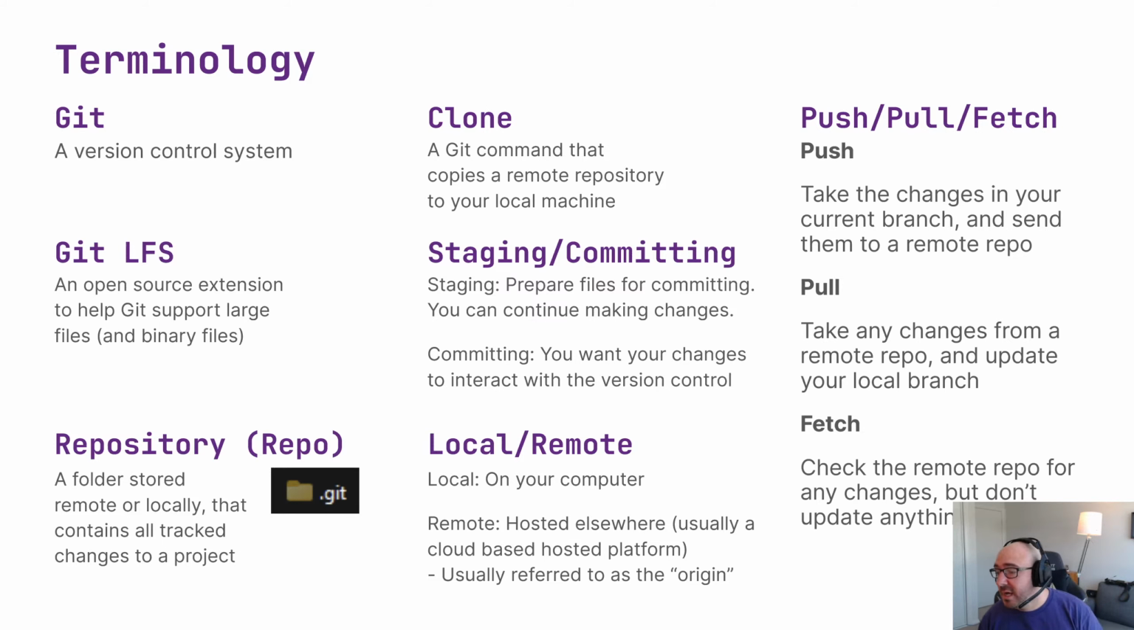Repo, or repository, is basically a folder stored locally on your machine, or it can be stored remotely. So if you're hosting on, say, GitHub, GitLab, Azure DevOps, stuff like that, you'd have it stored there as well, which will contain all tracked changes to a project. You'll see what I mean about that a little bit later on. But one of the reasons why Git is so efficient is it's only ever tracking anything that changes as a project progresses, which is quite handy.